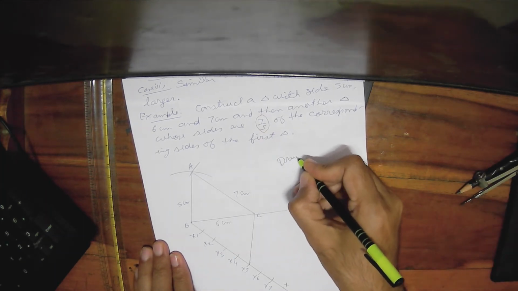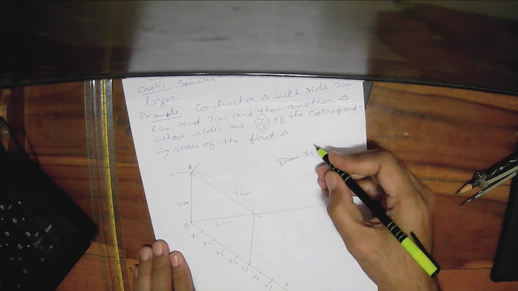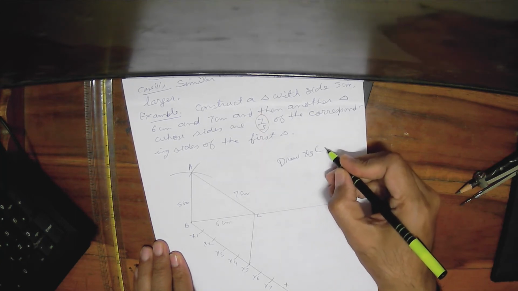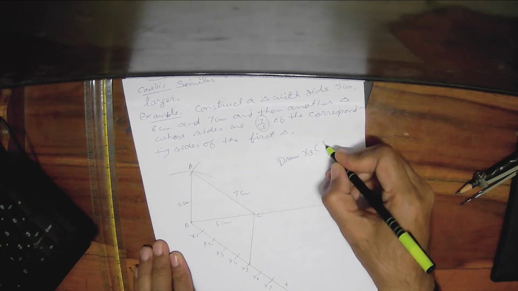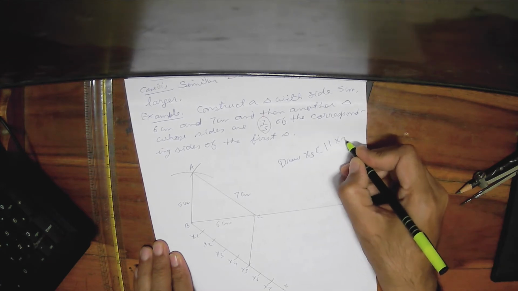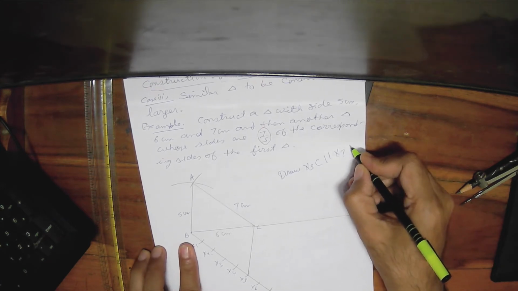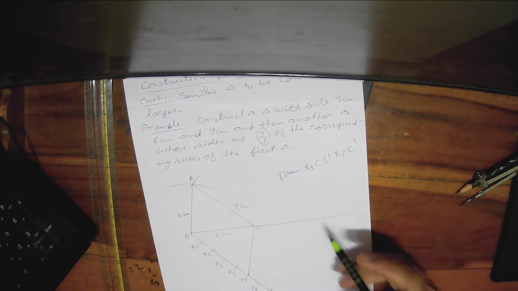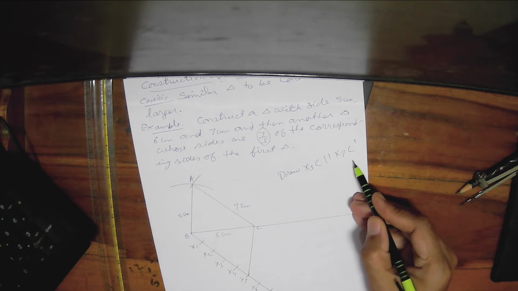Draw x5c parallel to x7 c dash. So this is the construction which you have to do. Draw x5c parallel to x7 c dash.